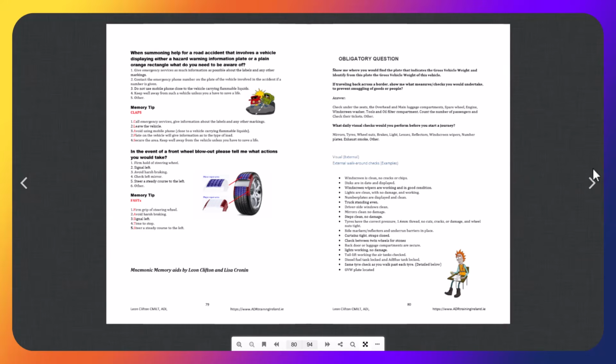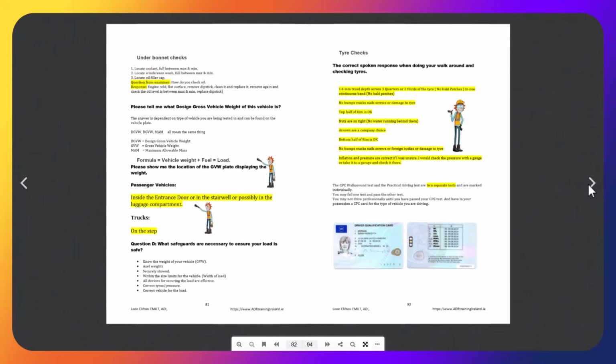Okay, they're your normal walk around stuff. Under the bonnet checks, where would you find the plate? Tyre checks. Memorize this. 1.6 in a continuous band. 1.6 mil is the minimum in a continuous band. There's no bald patches. No lumps or bumps or cracks or foreign bodies. Down to the rim's fine. The nuts are fine. They're on tight. There's no water behind them. The bottom of the rim is fine. There are no lumps or bumps or cracks or foreign bodies. And it's inflated correctly. If I wasn't happy, I'd use a gauge. If I'm still unhappy, I'd go to the garage. Memorize that perfectly and say it off like that. And they're not going to ask you that again when you get to the next train.